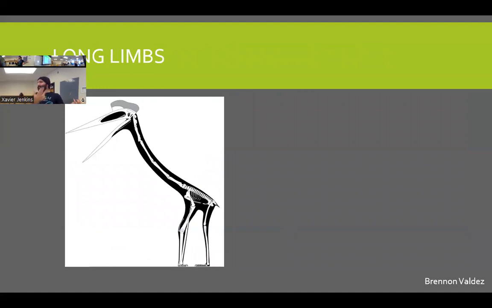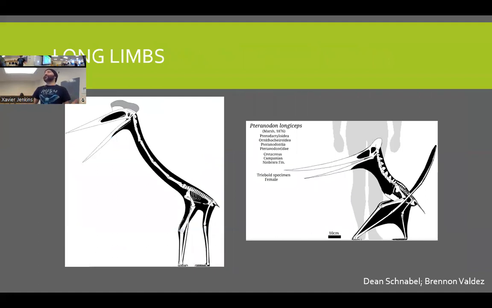The limbs of Azhdarchoids were pretty long on the ground. All pterosaurs have very long arms to help support the wing, but most pterosaurs have short legs, which would have led to a more awkward-looking posture on the ground. In contrast, Azhdarchoids had more equal forelimb to hind limb length ratios, which would have led to a more balanced look on the ground.